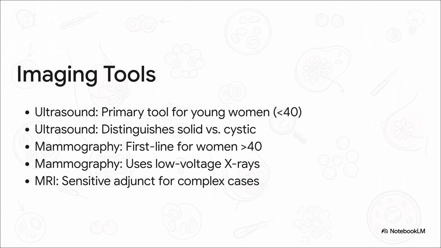Mammography, on the other hand, uses low-voltage X-rays and is the first-line choice for women over 40. As tissue undergoes fattier replacement with age, X-rays can easily spot tiny microcalcifications. And then there's MRI, which steps in as a super-sensitive backup for complex cases or for patients with implants.